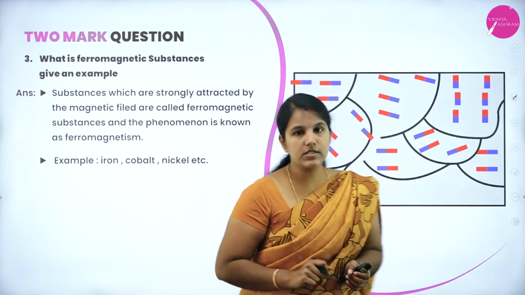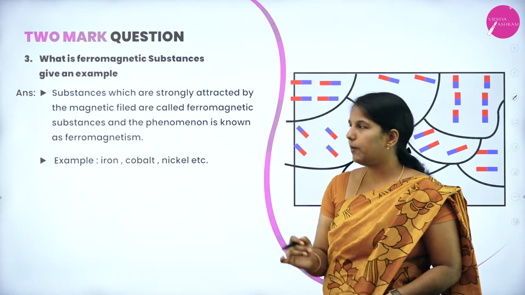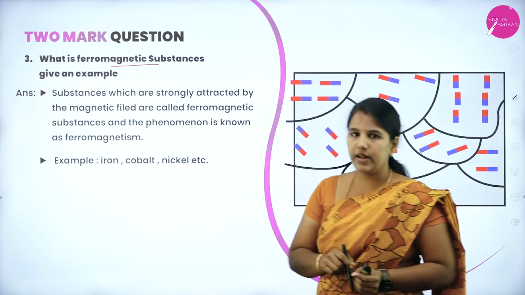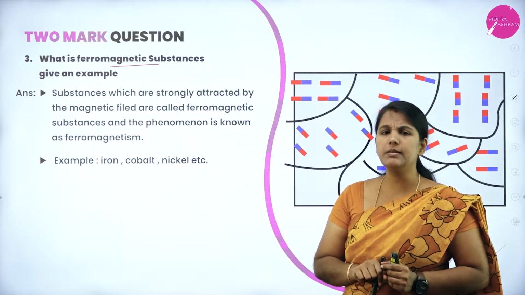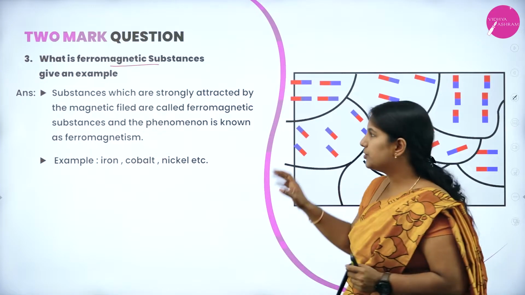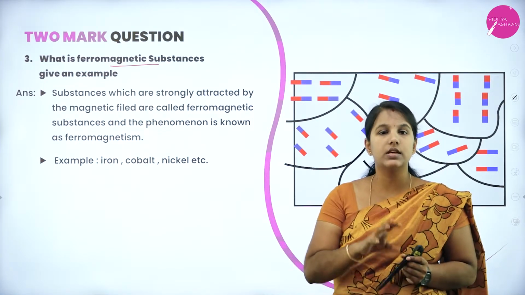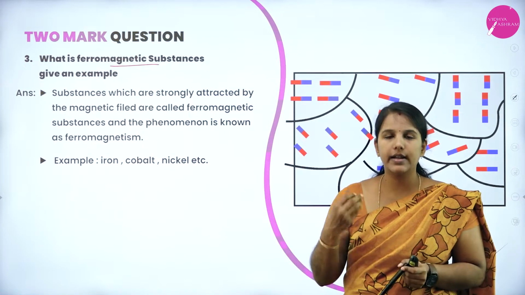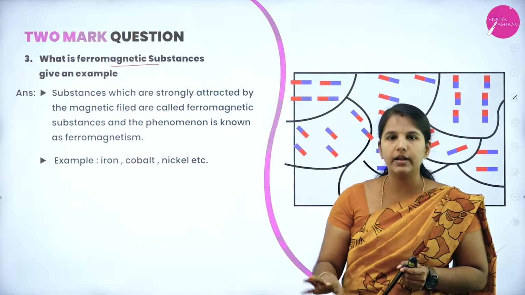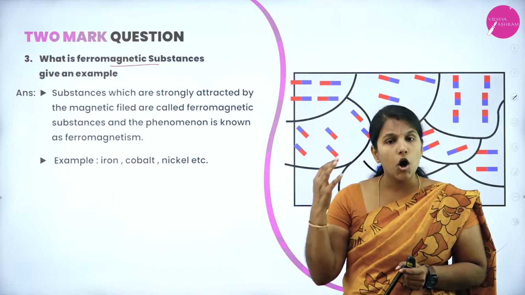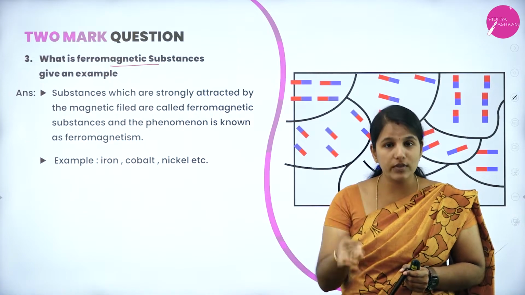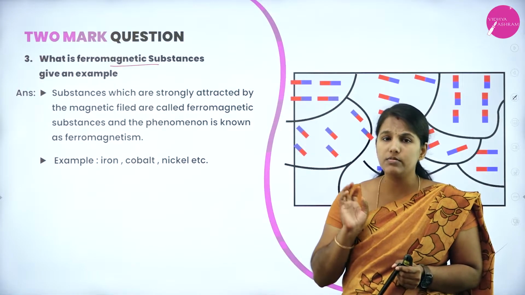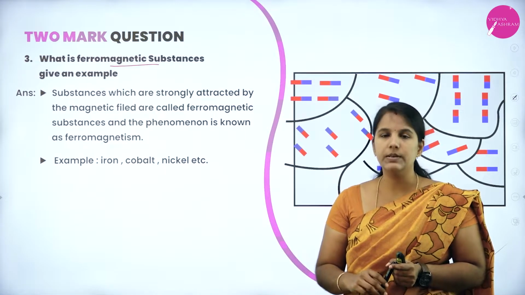Next, we have a most important question from magnetic behavior, that is, what are ferromagnetic substances? Give an example. Sometimes, they can ask you to write the domain structures of this magnetic behavior of the substances. So, all 5 magnetic behaviors, diamagnetic, paramagnetic, ferromagnetic, ferrimagnetic, antiferromagnetic, all 5 definitions along with a suitable example and how these domains are arranged. Everything you must know from your examination point of view.